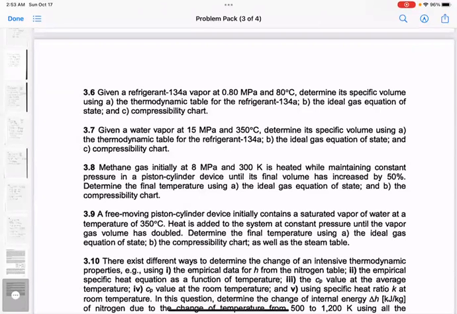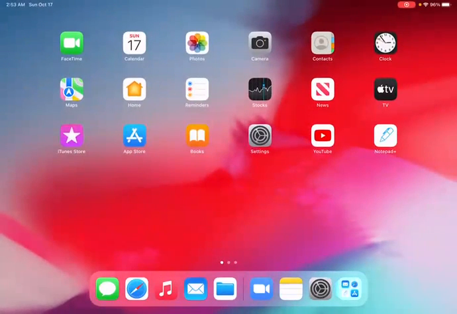We're going to go with question 3.6. Given refrigerant 134A vapor at 0.8 megapascals and 80 degrees Celsius, determine the specific volume using thermodynamic tables, the ideal gas equation, and the compressibility chart. So just to familiarize ourselves a bit more with all three. So let's do this one.